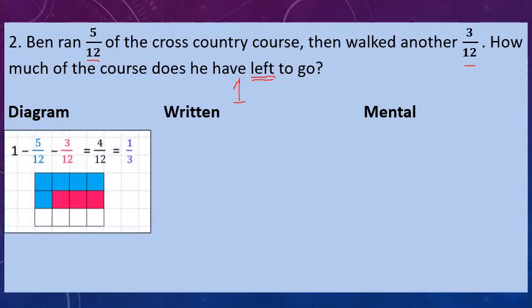Well, I'm going to use an area model, and for this model, I'm going to split it into 12 equal parts. So I've got one whole rectangle here, because the 1 represents the whole course. I've divided it into 12 equal parts. You could use a line diagram if you wanted to. That kind of goes nicely with the cross-country theme being a journey. I've shaded 5/12 blue and 3/12 pink.